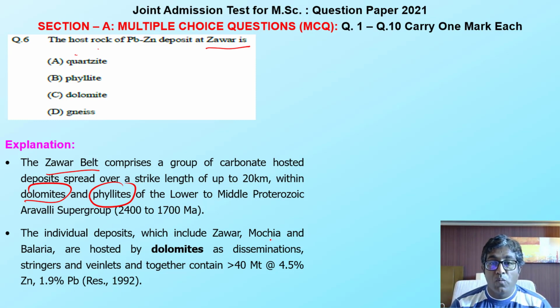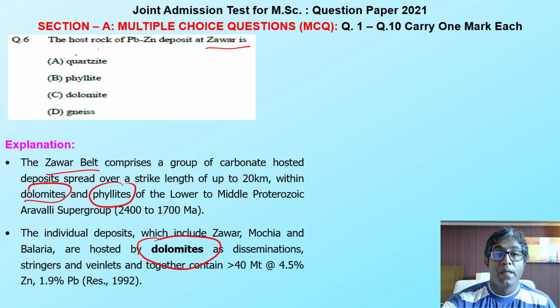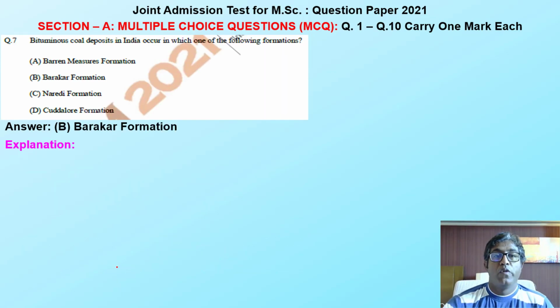In Zawar, Mochia and Beleria, the nearby areas there, we have the host rock as dolomite, not the phyllite. So my answer should be dolomite, option C. Moving to the next question.